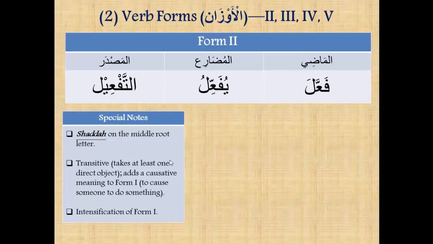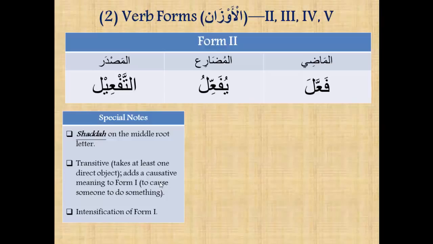Form 2 is transitive. This means it usually takes at least one direct object. So the action of the verb is performed or done to something or someone. Form 2 also adds a causative meaning to form 1, which means you're causing someone to do something. An example of this would be, let's say, form 1, alima ya'lam, which means to know. If we change that into form 2 by adding a shadda, it becomes allama yu'allimu at-ta'lim, to cause someone to know, which means to teach. So the word allama in form 2 means to teach.